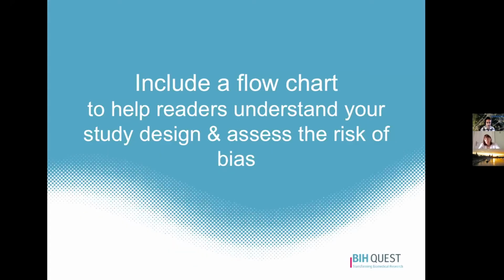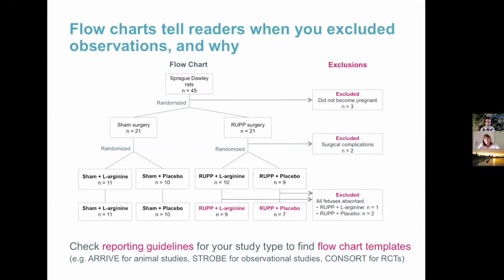The next important point is to include a flowchart in your paper. Flowcharts are really important to help readers understand both your study design as well as assessing the risk of bias. So what do I mean by that?